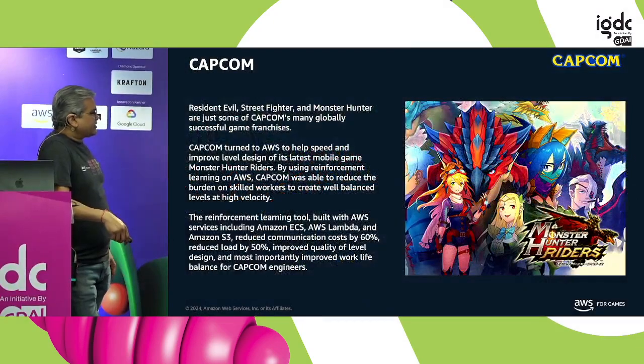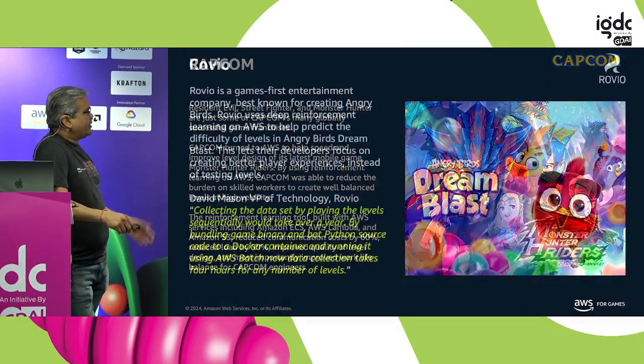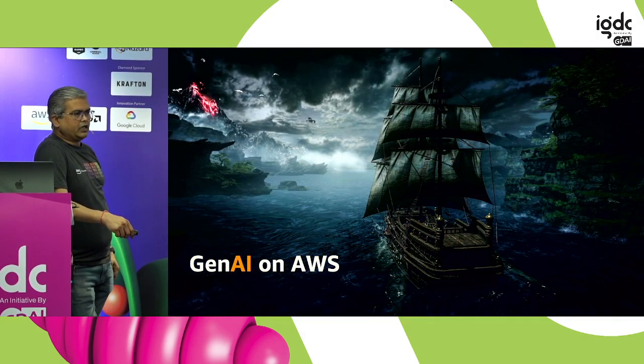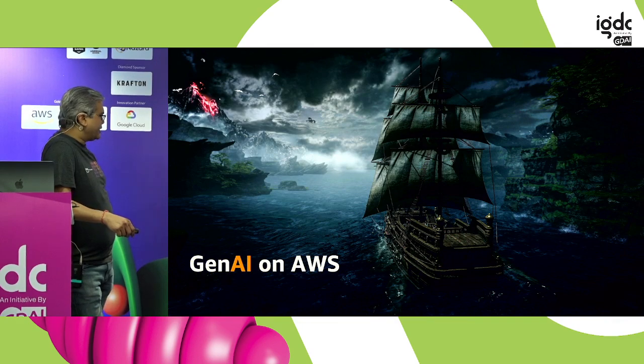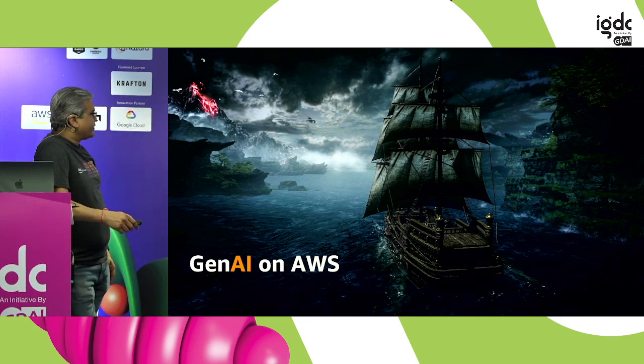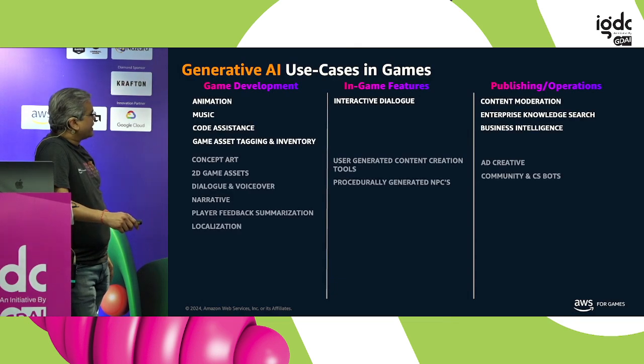So how have these customers grown? Example of Capcom, example is Rovio. Rovio has almost everything running on AWS. So there is a combination of examples that I just talked about. Now we'll move over to Gen AI quickly and run through some of the game features.